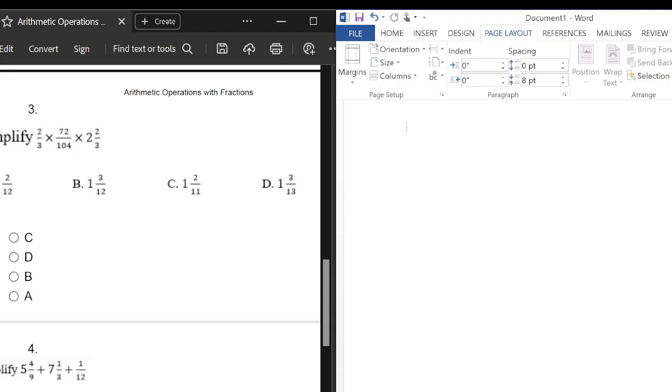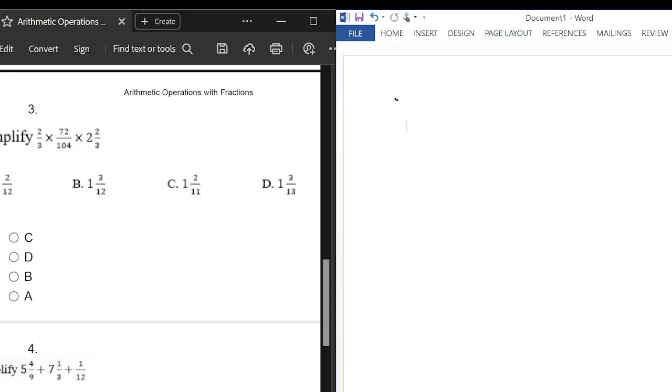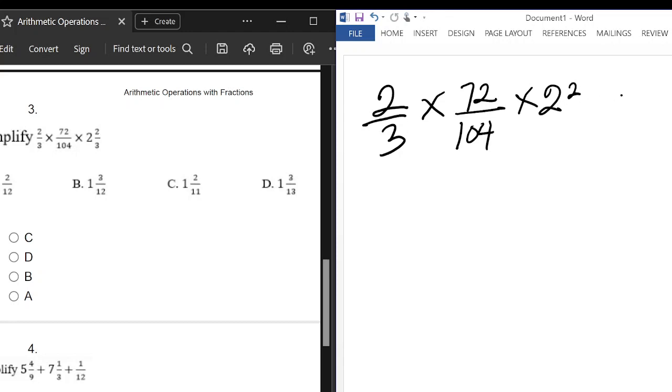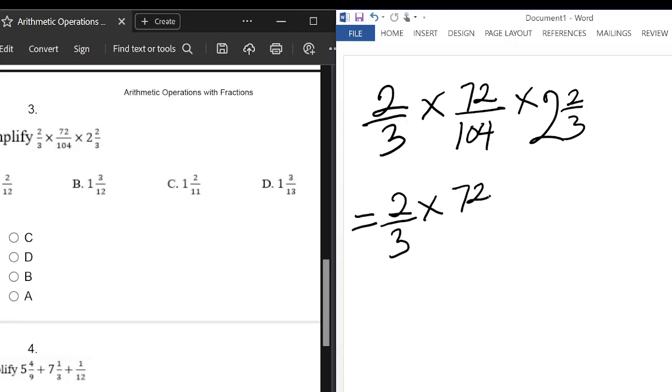For question number 3, this is straightforward. We're going to have 2 over 3 multiplied by 72 divided by 104, then multiplied by 2 whole number 2 over 3. What we're going to do next is change the mixed number to an improper fraction. Then we have 2 over 3 times 72 over 104 times, 2 times 3 is 6, plus 2, that is 8 over 3.